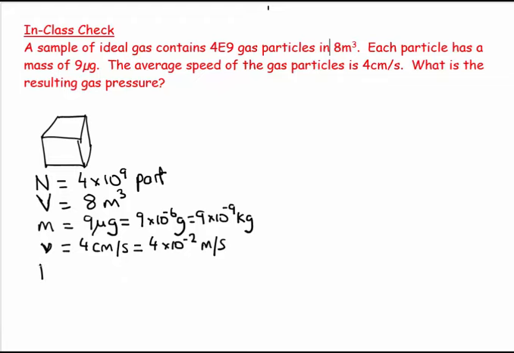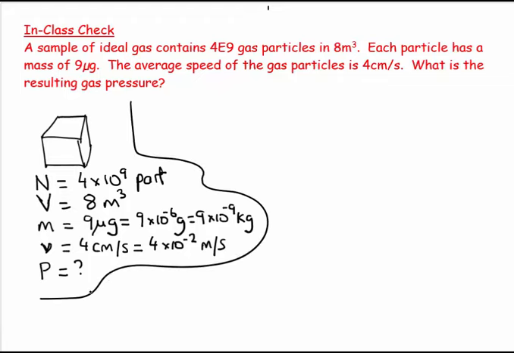And then it wants to know what the resulting gas pressure is. Fair enough, we have a number of things we had to convert to get them into the right units. That's the way it goes. And then the equation that we're going to use is P is equal to 2/3 the number of gas particles over the volume times the kinetic energy, which is a half mv squared.